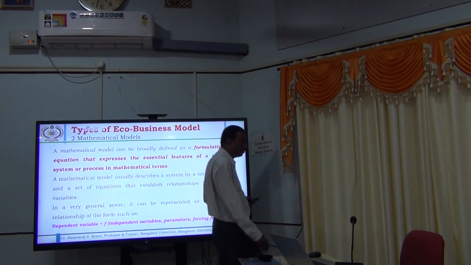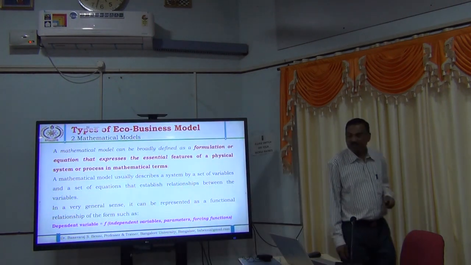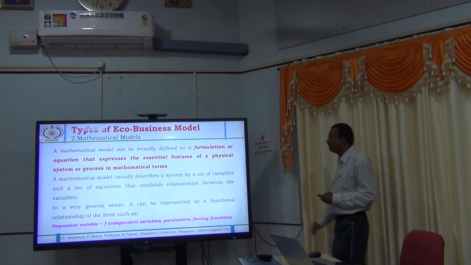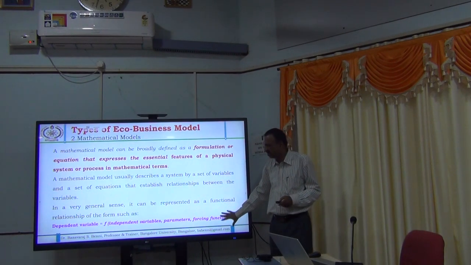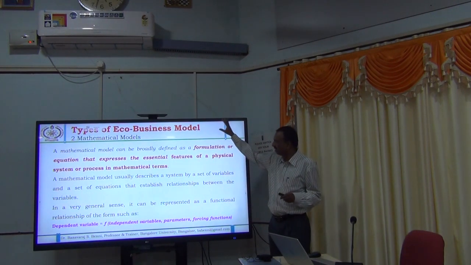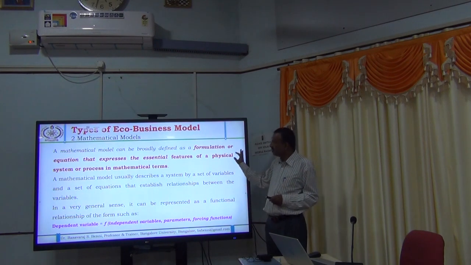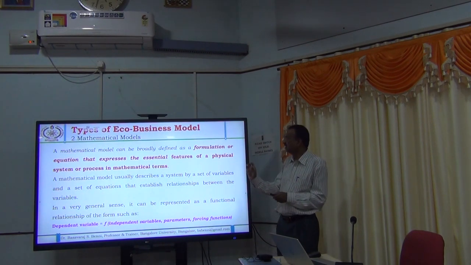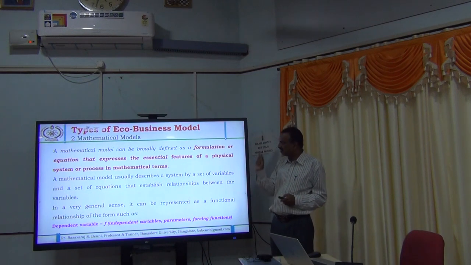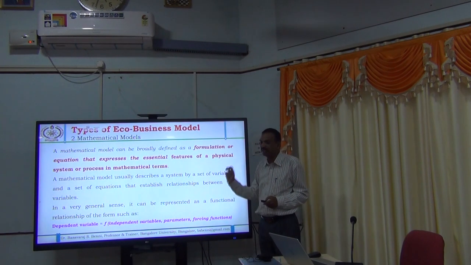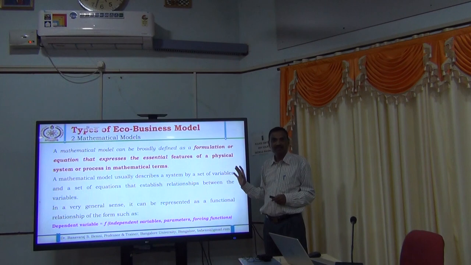Number two, mathematical model. Everybody knows in a very simple form what a mathematical model is. What is a mathematical model? A mathematical model is a formulation, just see the readings colored in, that is enough. No need to read everything. It is a formulation or equation that expresses the essential features of a physical system or a process in mathematical terms.